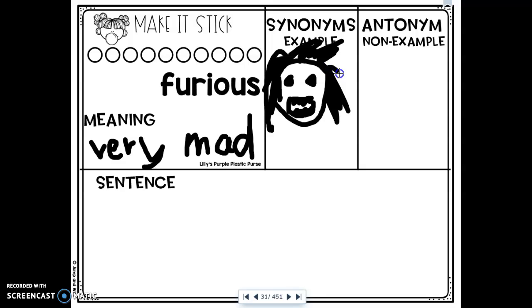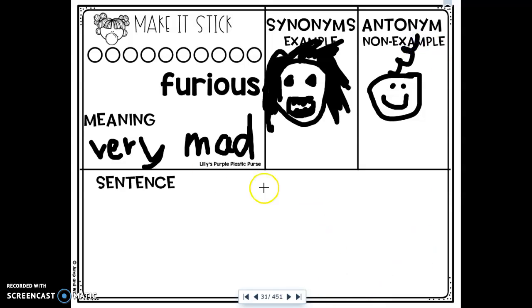So, a synonym is a word that means the same thing. Now, an antonym is the opposite. So if furious is very mad, the opposite of very mad might be very happy. So you can draw a picture of happy. Look at that, really cute.